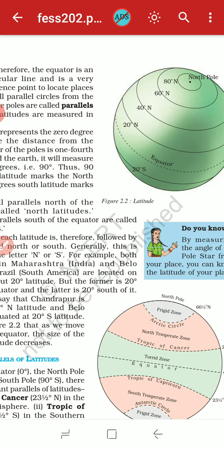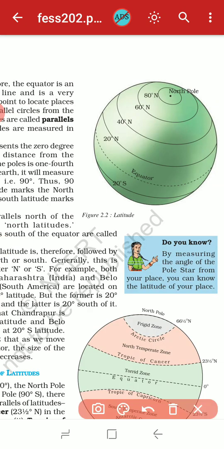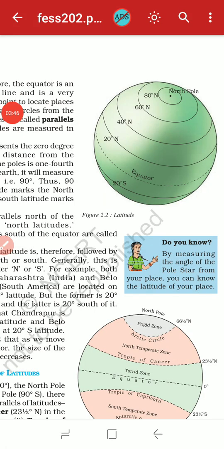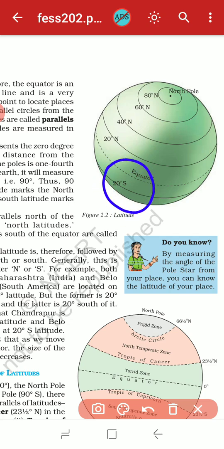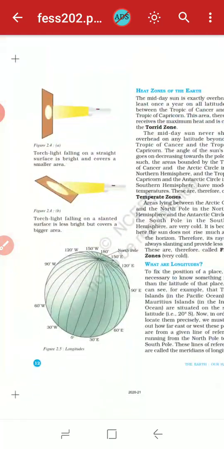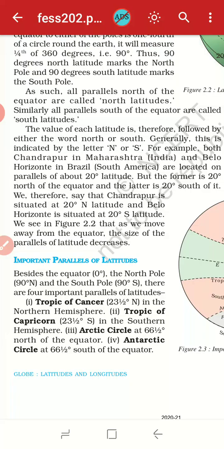You can see, for the example of Chandrapur and Belo Horizonte, their positions are on the same latitude, but Brazil is in the southern hemisphere while Maharashtra is in the northern hemisphere. Now let's take a look at the important parallels of latitudes.